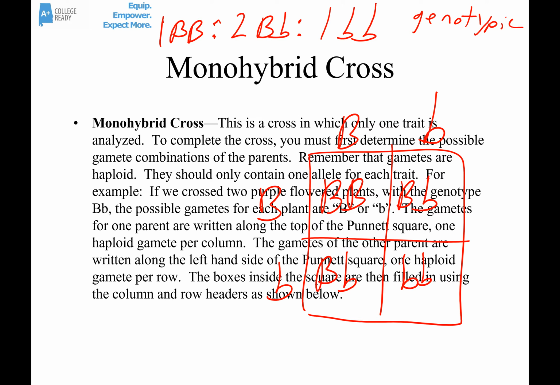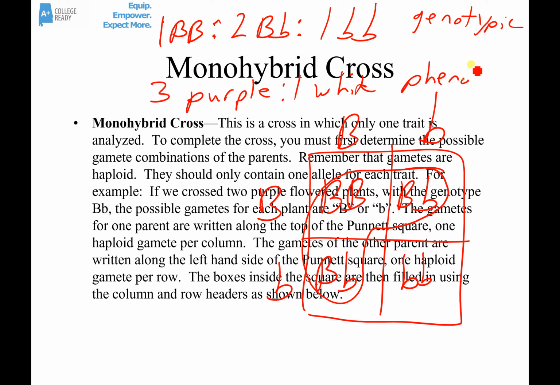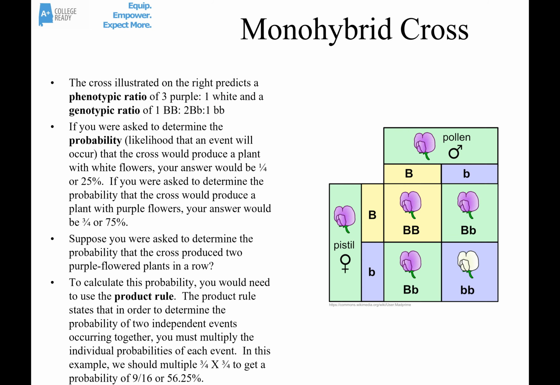I also could do a phenotypic ratio. Remember, phenotypes are physical appearance, what they look like. In this case, purple is dominant. So all three of these have a dominant allele. They're all going to look the same. So my phenotypic ratio is going to be 3 purple to 1 white. And again, that is the phenotypic ratio. So here we can see a more polished version of that cross.